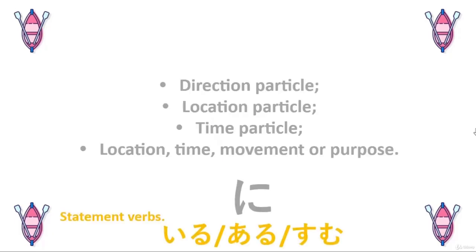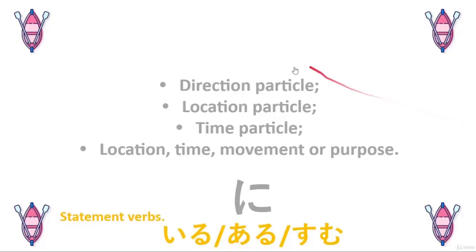Particle ni. So this particle has a lot of purposes and a lot of ways to use it. So it's very, very important. So the first way to use it is using it as a direction particle. The second way to use it is as location particle. The third way to use it is as time particle.